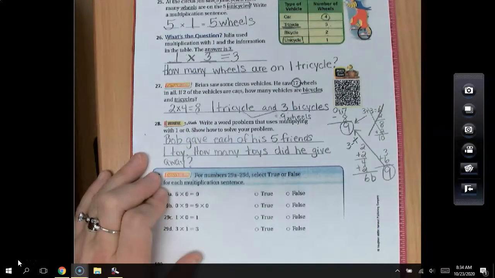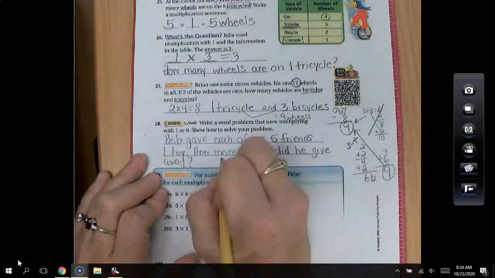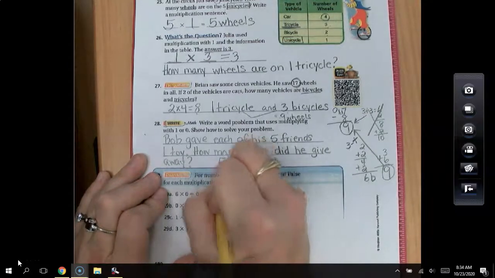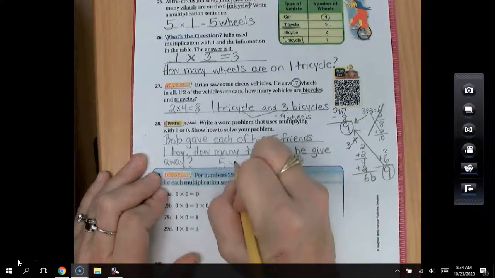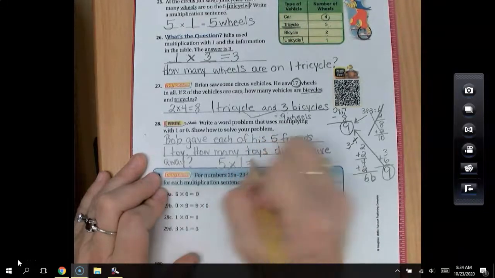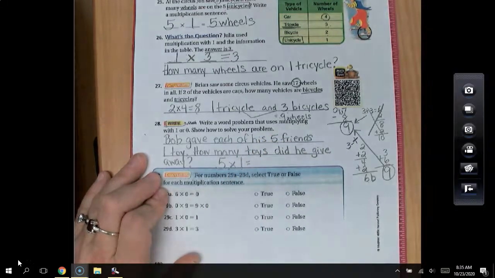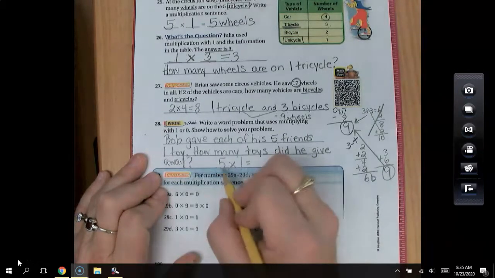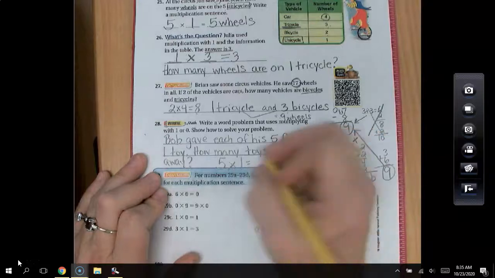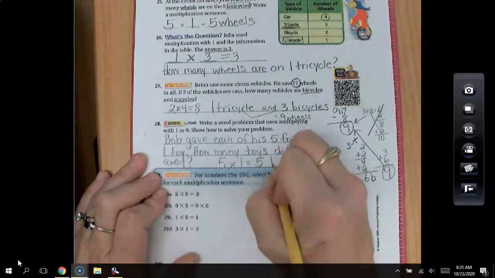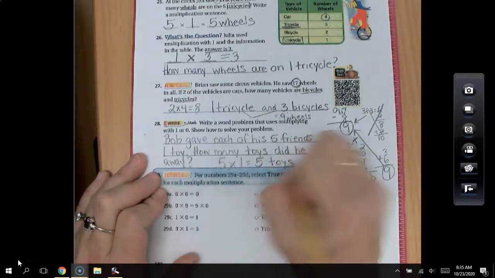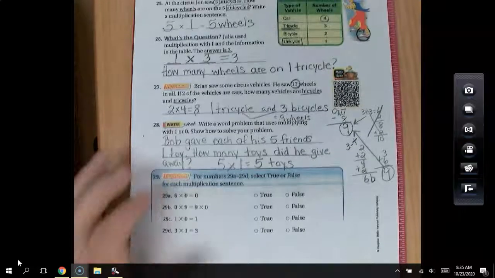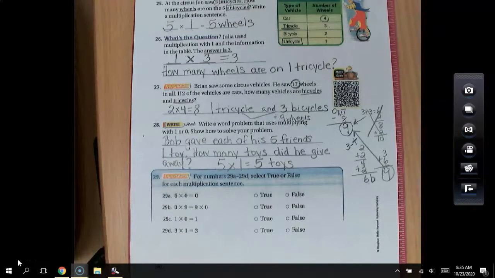It wants us to solve our problem. So I have Bob. He gave each of his 5 friends times 1 toy. So how many toys did he give away? 5 times 1 equals 5. He gave 5 toys away. Good job. All right, last one.